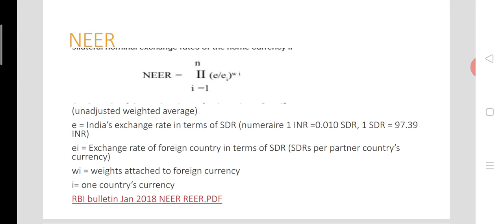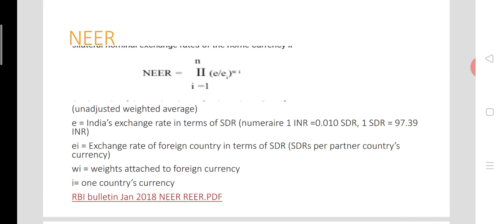If it is the 6 currency index, this process has to be repeated for the rest of the 5 currencies, and this process has to be done with all the currencies in the currency index. If it is the 36 currency index, India has to do the same process 36 times to find the 36 currency NEER index. As this is a product, we have to multiply the value with the values of the other currencies in the currency basket also.